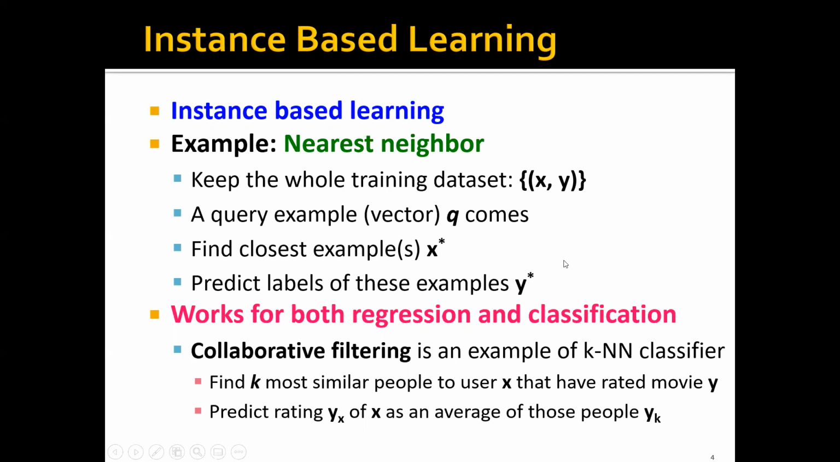One nice thing about this is that it works for both regression and classification. Interestingly, the collaborative filtering approach that we talked about in the recommendation system section is an example of a k-nearest neighbor classifier. In collaborative filtering, if you remember, we find the k most similar people to user X that have rated the movie Y, and then we predict the rating y_x of user X as an average of the ratings from all those k people.